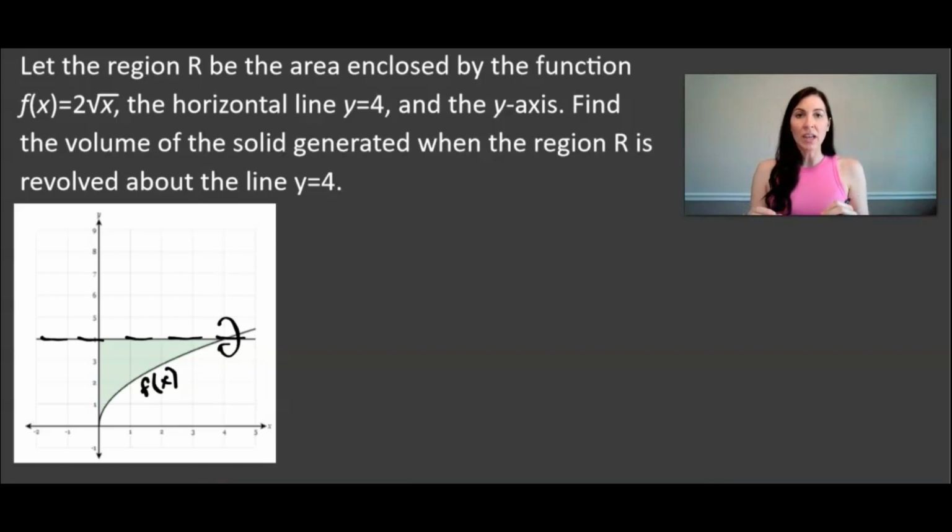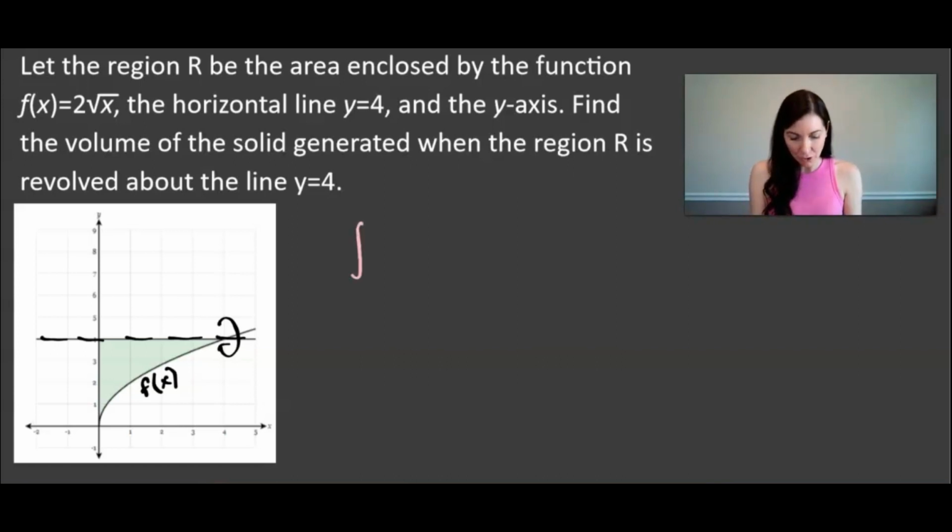Because we are revolving a two-dimensional shape around a horizontal line, we are going to be taking cross sections that are perpendicular to that horizontal line. So when we find this volume, we're going to set up an integral, and it's going to be a dx problem. Keep that in mind.